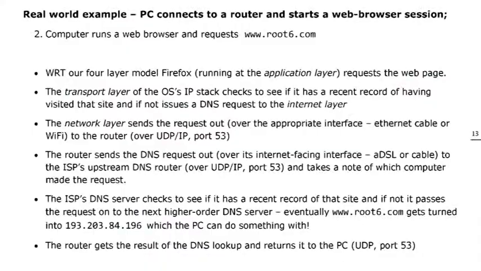It might be the ISP's DNS server, or it might be a higher level DNS server, depending on whether anybody else who's on your ISP has ever been to that domain before. And eventually your router will be returned the appropriate IP address of that web server. In the case of Root6's web server, it's that number down there, 193.203.84.196. The router will then return the result of that DNS lookup, again over UDP port 53 to your PC. So now your PC knows where on the internet, with an IP address, it can find that web server.